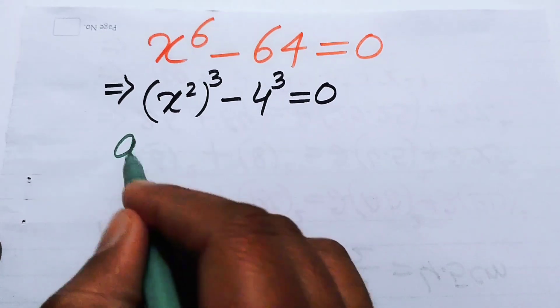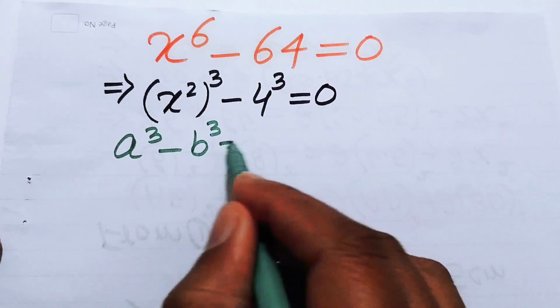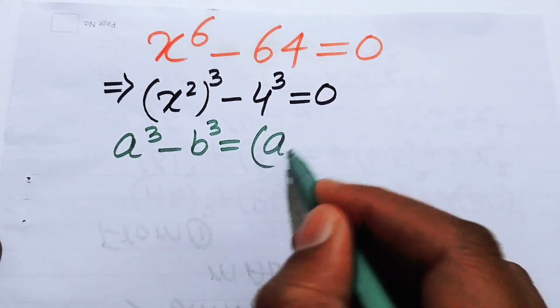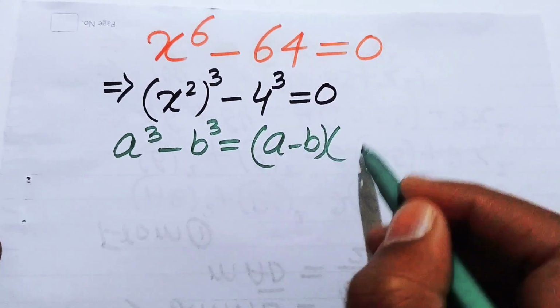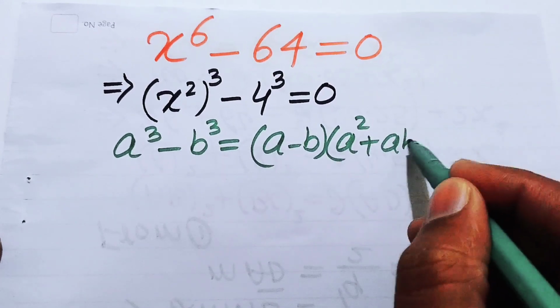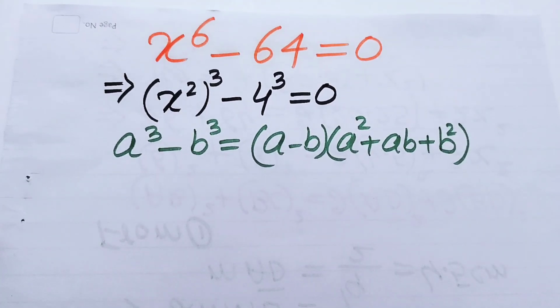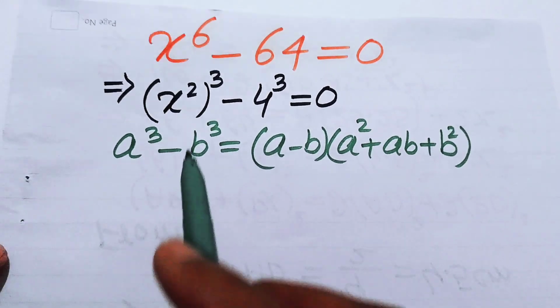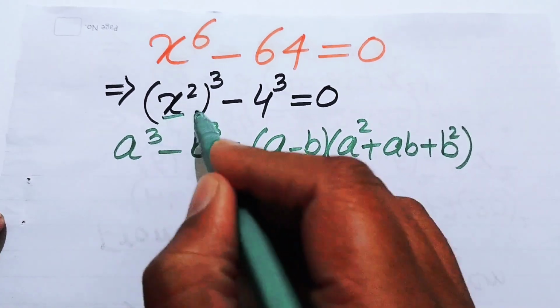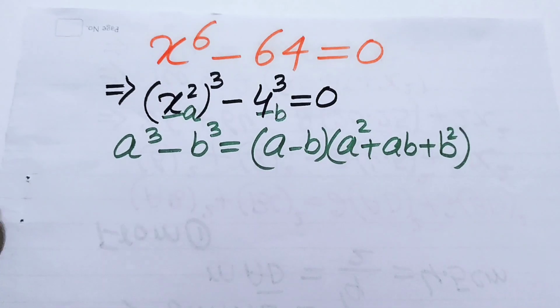You know about this formula. If we have a cubed minus b cubed, it equals a minus b times a square plus ab plus b square. So here we use this cubic formula. If you focus on the above term, you see that the value of a is x square and the value of b is 4.